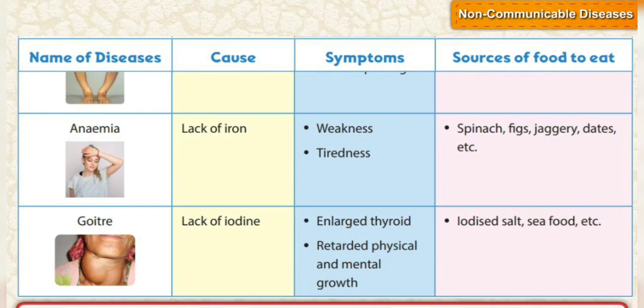Anemia: lack of iron, weakness, tiredness; spinach, figs, jaggery, dates, etc. Goitre: lack of iodine, enlarged thyroid, retarded physical and mental growth; iodized salt, seafood, etc.